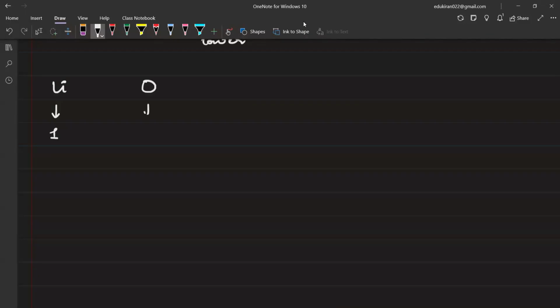What about oxygen? Which group? 16. So valence electron is 6, and 8 minus 6 will be 2. So it will be 2 here. Now you can just crisscross. Lithium will get the number 2, oxygen will get the number 1. So it is lithium oxide, and the formula will be Li2O.